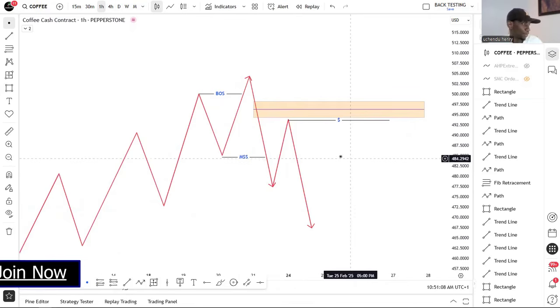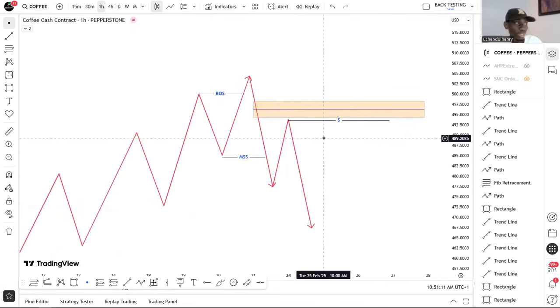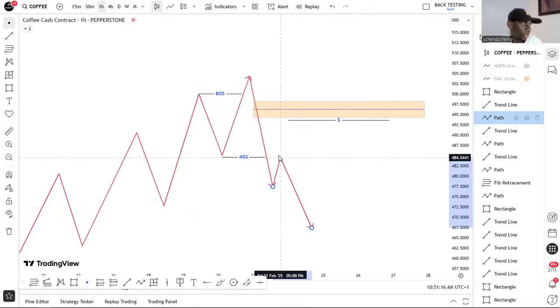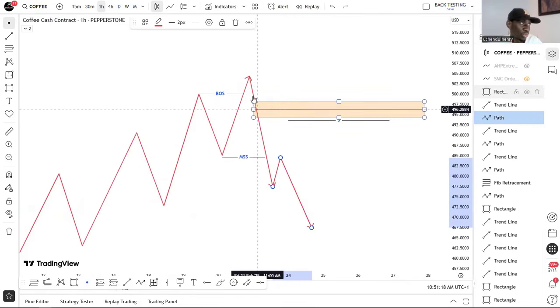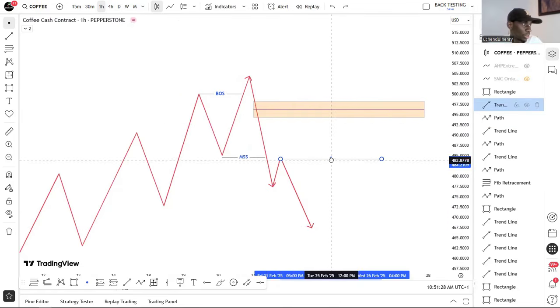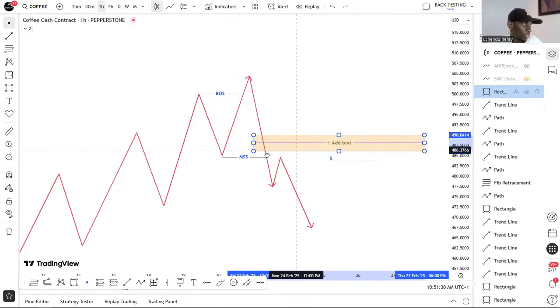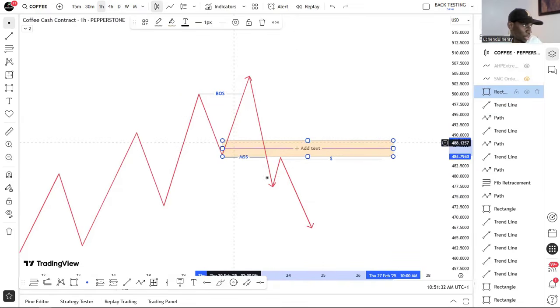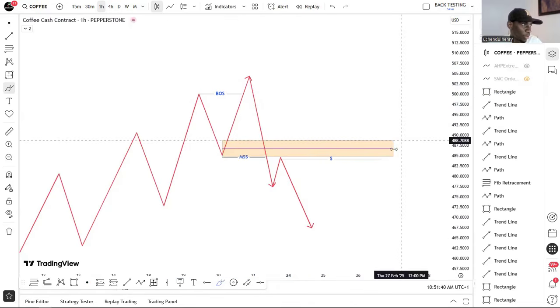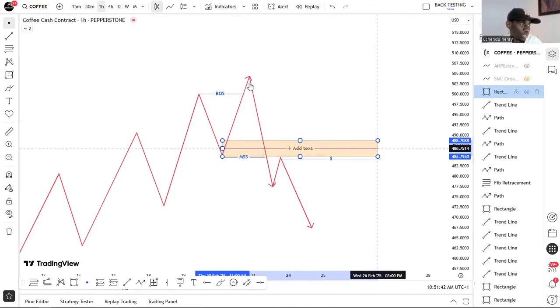Now sometimes this first pullback may not push all the way down into that premium level or into that high. It could push to this level and then continue displacing to the downside. In this situation, this breaker block here, the block that would have held price from pushing all the way down and pushed price up, becomes our point of interest, not this one here.